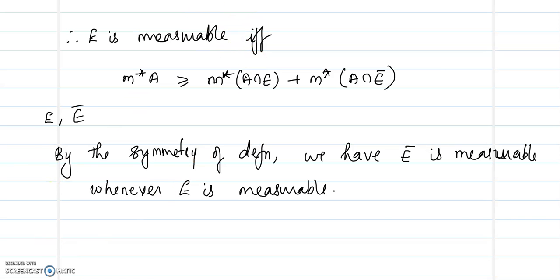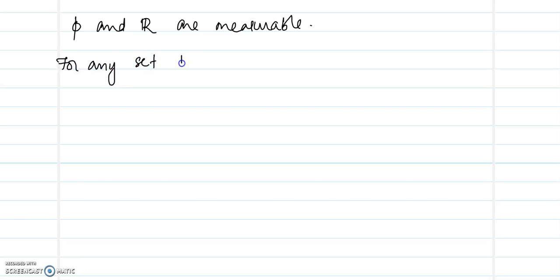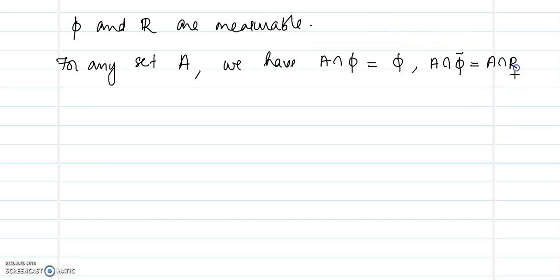And again, the examples of measurable sets are phi, the empty set, and the set of all real numbers. Let us look at how they are measurable. For any set A, let us take the case of phi. When you take A intersection phi, that will be equal to phi, and A intersection phi complement, phi complement is R, so the intersection with R will be equal to A.